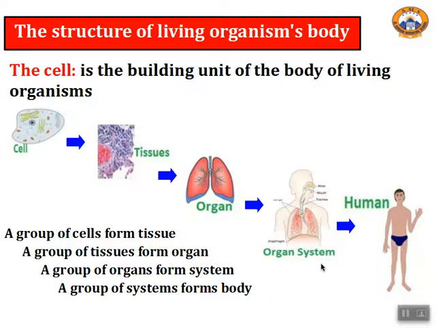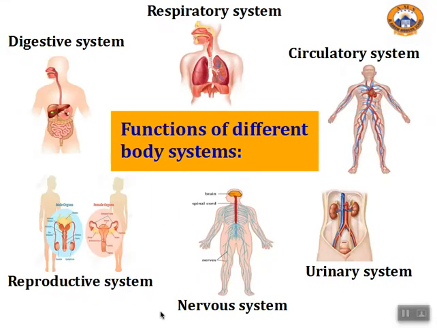Again, what is the smallest building unit of any living organism's body? It's called the cell. And the group of cells form tissues, a group of tissues form an organ, a group of organs form a system, and the body is made up of many systems. So there are many systems in your body. For example, the digestive system, respiratory system, circulatory system, urinary system, nervous system, and reproductive system.